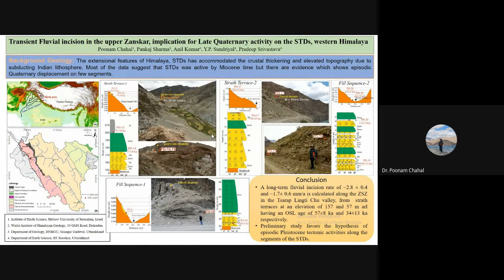And thus, the studies support the hypothesis of episodic neotectonic activity along the segments of the South Tibetan Detachment System.